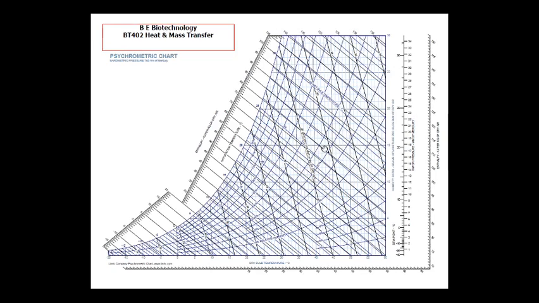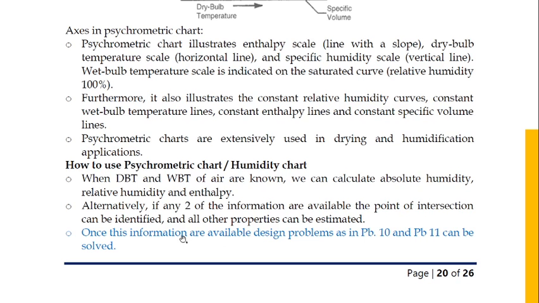When you use the humidity chart, note that we have already solved problems number 10 and 11, in which the humidity values were given and we calculated them, especially in problem number 10 where humidity was used. Those values can be obtained from this humidity chart. Given the dBT and WBT, you can evaluate all the unknown terms, and use that for energy balance and mass balance calculations.